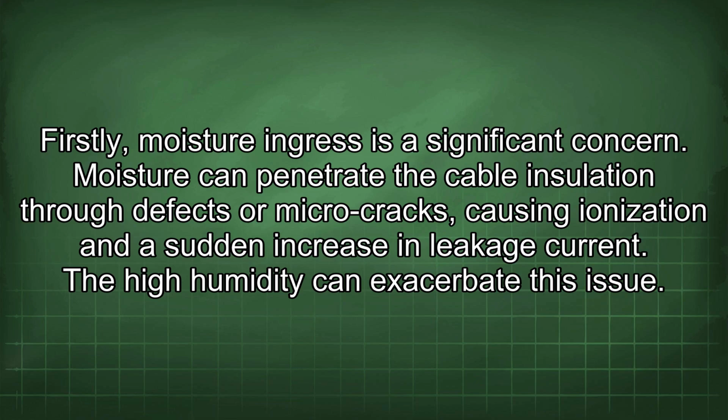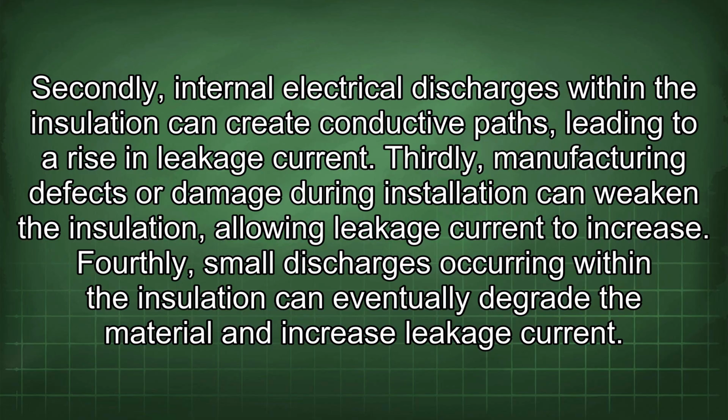Moisture can penetrate the cable insulation through defects or micro cracks, causing ionization and a sudden increase in leakage current. The high humidity can exacerbate this issue. Secondly, internal electrical discharges within the insulation can create conductive paths, leading to a rise in leakage current. Thirdly, manufacturing defects or damage during installation can weaken the insulation, allowing leakage current to increase.